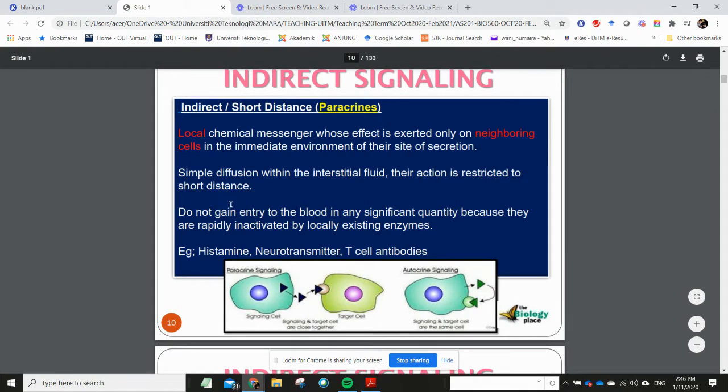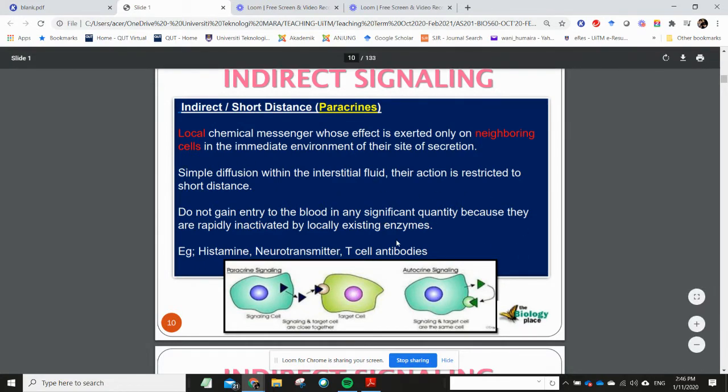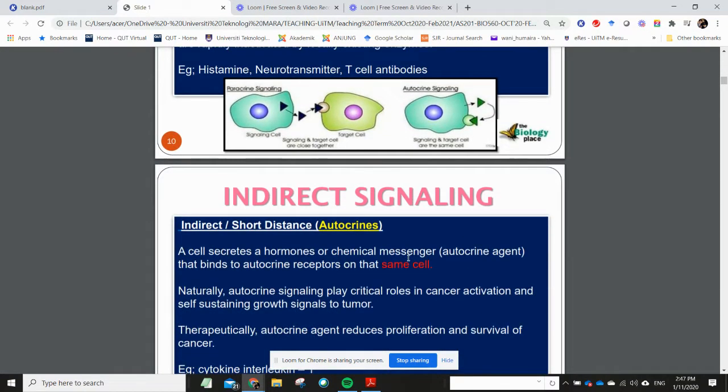So they do not need the blood system to travel because it's short distance and they do not gain entry to the blood in any significant quantity because they are rapidly inactivated by locally existing enzymes. So interaction between cell 1 and cell 2 is localized, and the localized area also has certain enzymes that can inactivate when the response occurs. Okay, so examples are histamine, neurotransmitter, T cells.